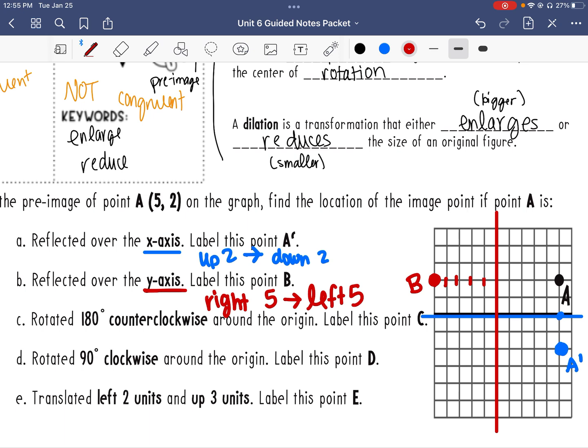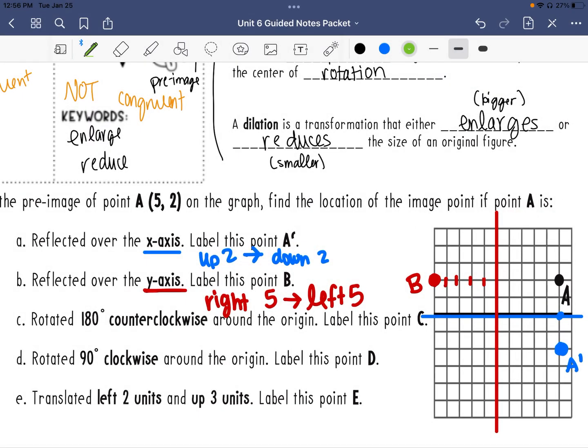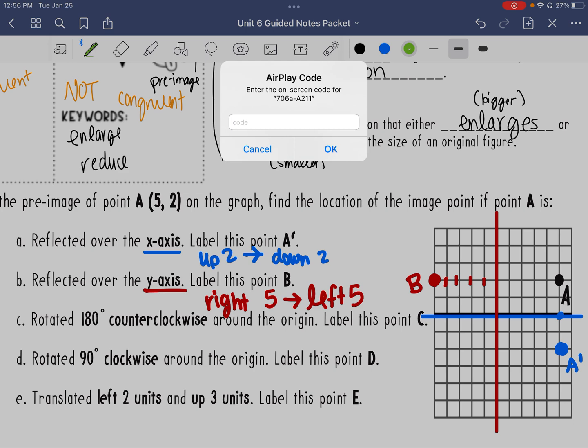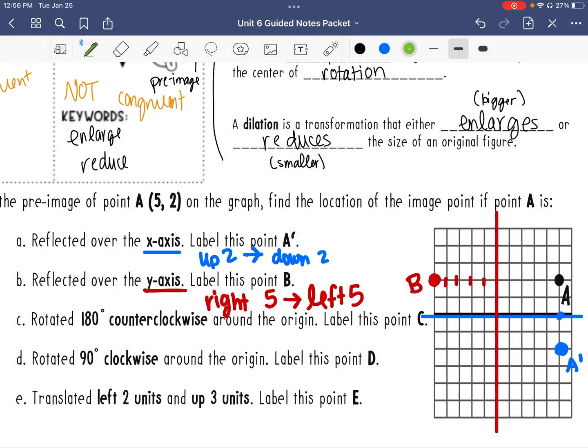Okay. For the next one, it wants us to rotate 180 degrees counterclockwise. Oops, wrong button. That one. Okay. So we want to rotate 180 degrees counterclockwise. Now, counterclockwise would be going this direction.